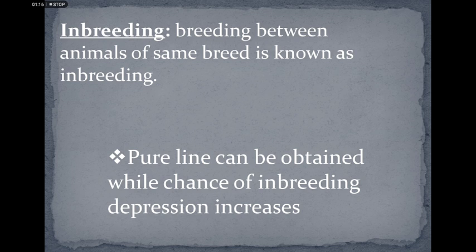While the chances of inbreeding depression increase, inbreeding depression means the production of inferior quality products. Continuous inbreeding results in the chances of inferior quality products being produced. So this inbreeding has some limitations and also some benefits.